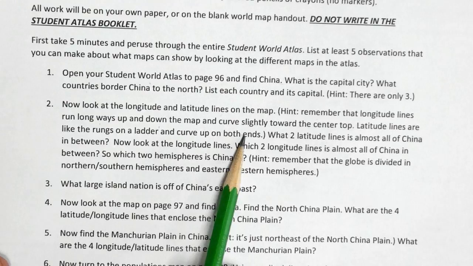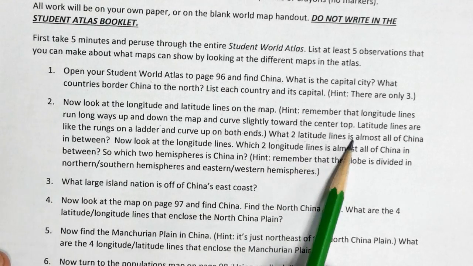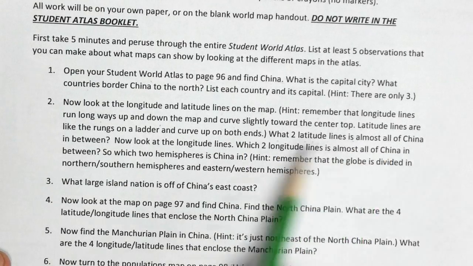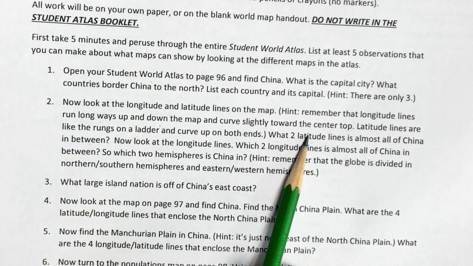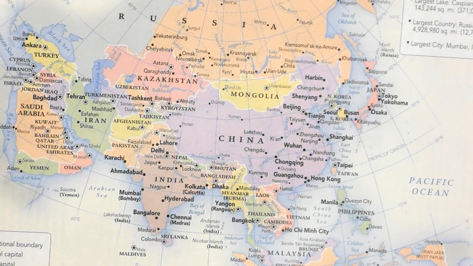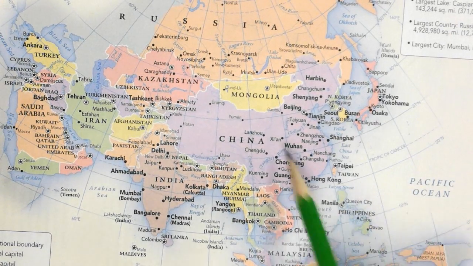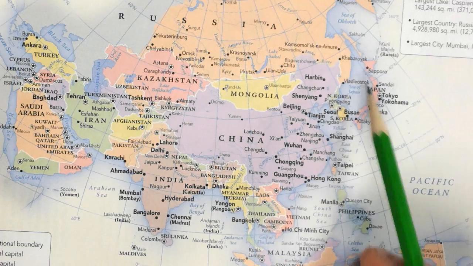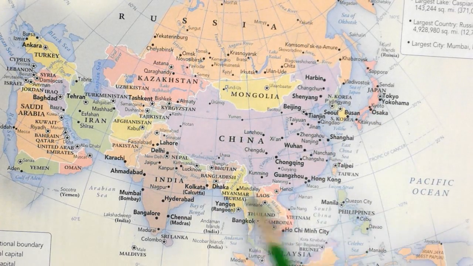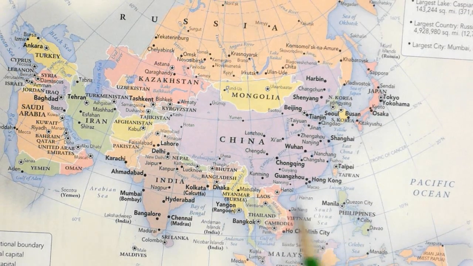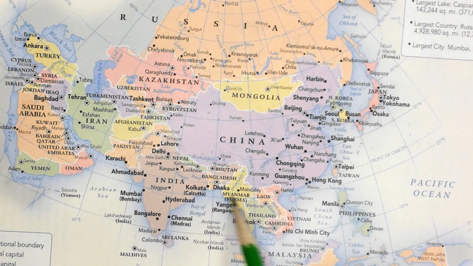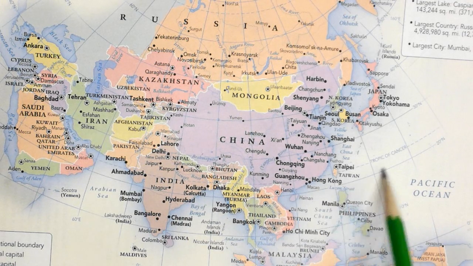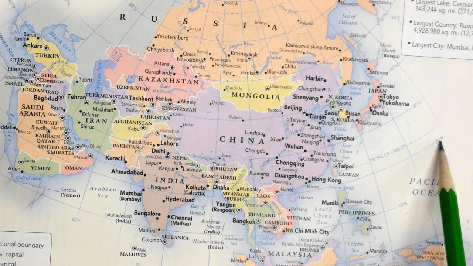Oops, sorry about that. What two latitude lines is almost all of China in between? What two latitude lines? Those are the ones that go back and forth. All of China. Well, here's the purple China. So I need two latitude lines that include most all of China. So let's do the bottom one is right here. This latitude line includes all of China. Okay. So that would be 20 degrees north.